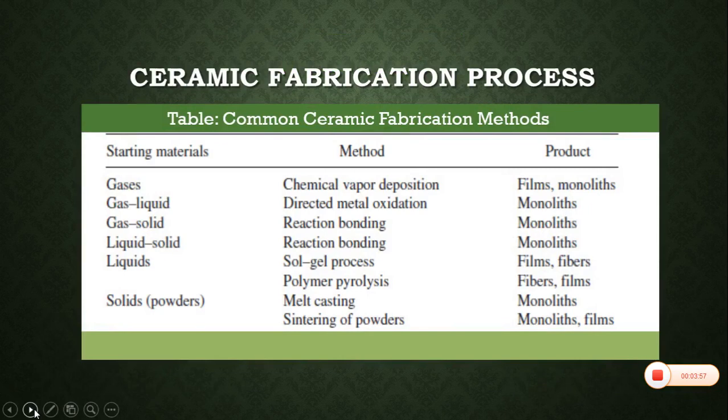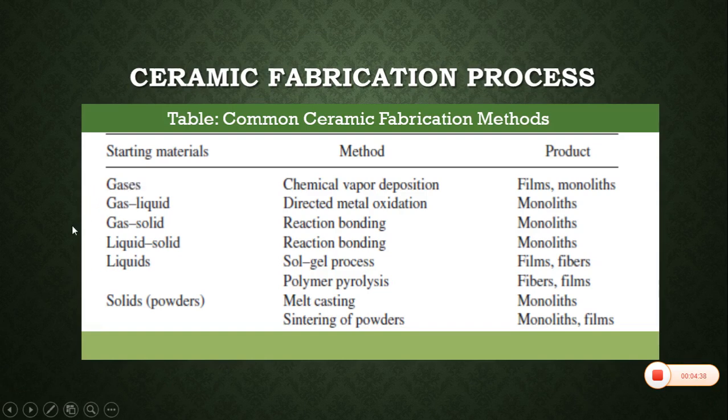Now, ceramics, there are a number of fabrication methods through which we can fabricate ceramics. Broadly, we divide the ceramic fabrication process on the basis of starting materials into three groups: the gaseous phase, the liquid phase, or the solid phase. Here the table shows some of the methods classified on the basis of the starting materials. Here you can see a few have more than one starting material.